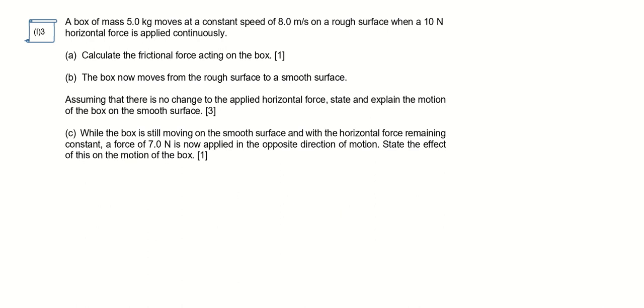Okay, now we go to L3, a box of mass 5 kg. So this is the M. It moves at a constant speed. When we read constant speed, somehow it has 8 meters per second. It means that there is no acceleration, and when there is no acceleration, it means no F net.